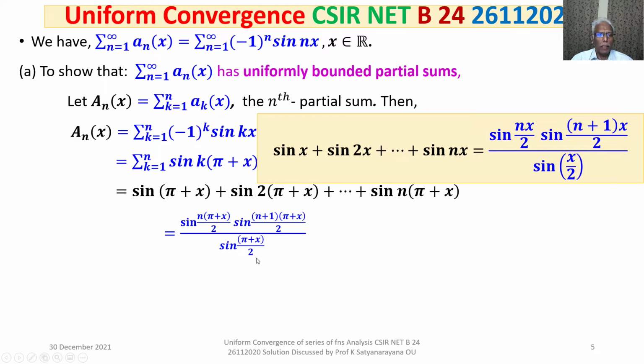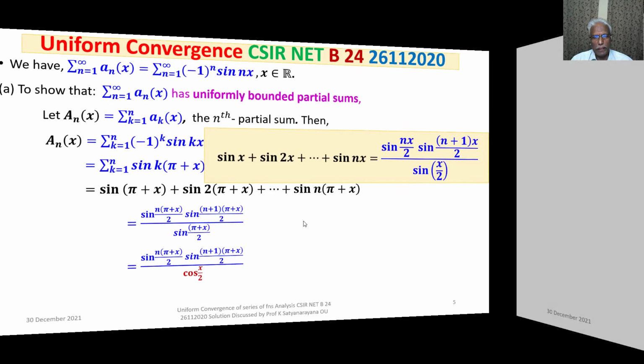And see the denominator, sin((π + x)/2) is the same as sin(π/2 + x/2). Sin(π/2 + x/2) is cos(x/2). So the denominator becomes cos(x/2). We continue in the next slide.